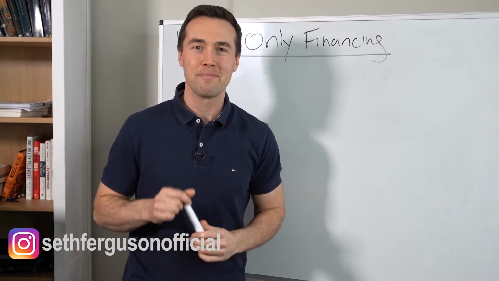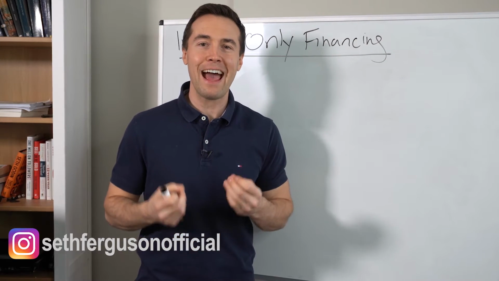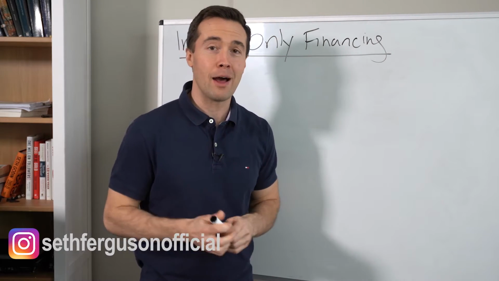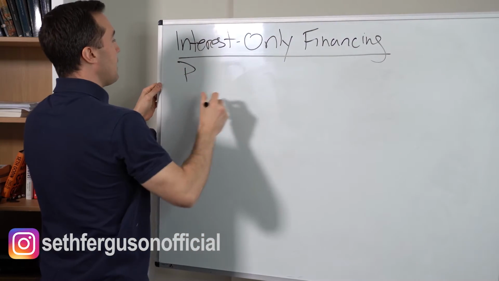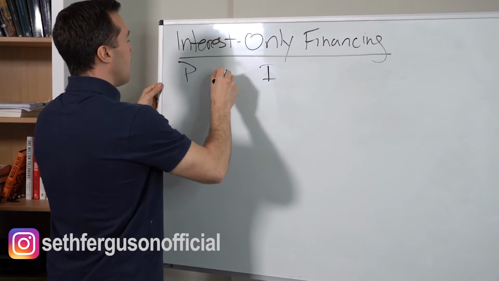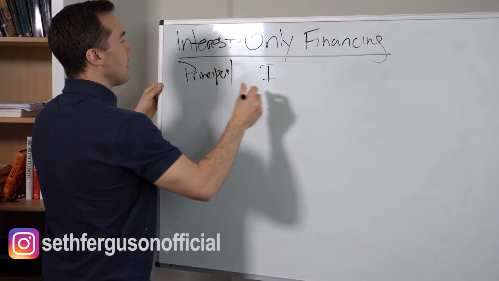Before we get into an example, it's really important for us to understand how mortgage payments are made up. And we have two parts to a mortgage payment. We have what's called the P and we have the I. The P stands for principal, and then the I stands for interest.